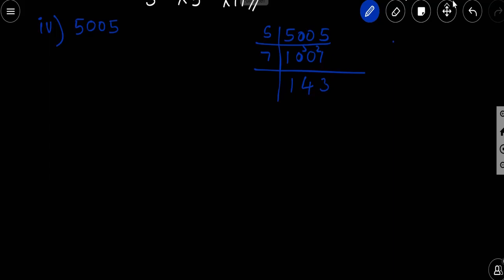7 ones are 7. So how much is left? 3. So this becomes 30. 7 fours are 28. Then 21. So 7 threes are 21. Okay, fine. So this is the number. So now you have 143.